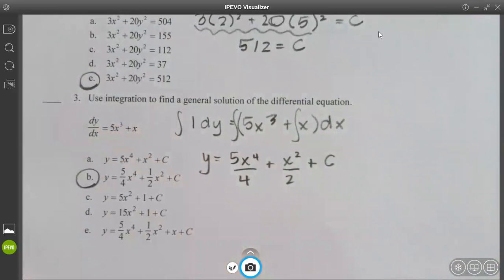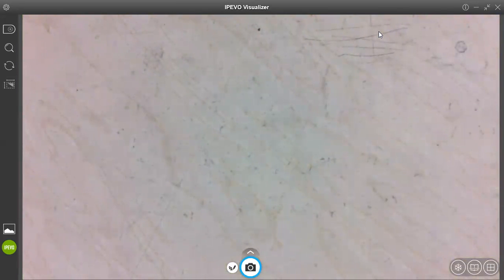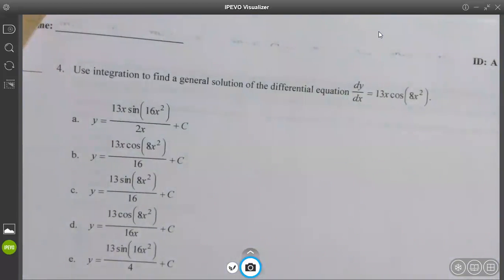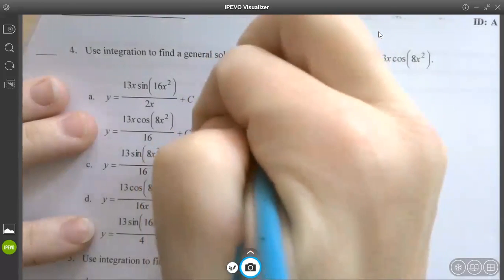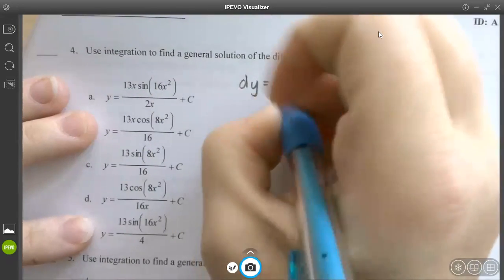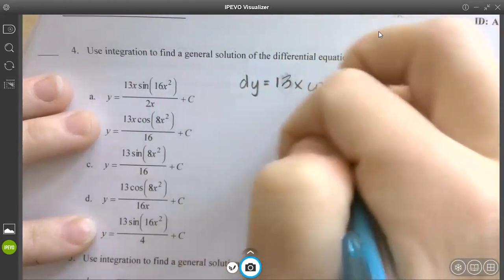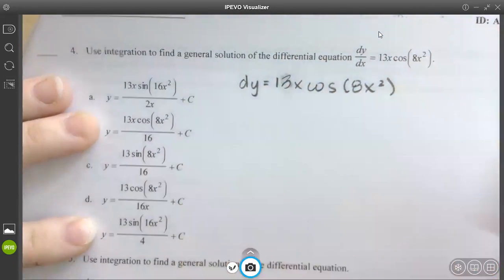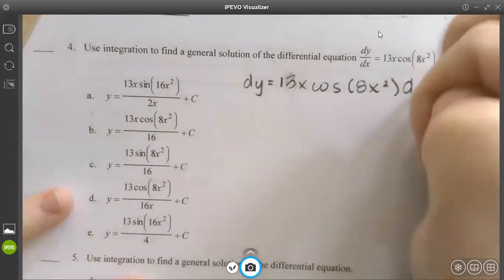Any questions? Sorry, I didn't paper save. All right, what about this one? Use integration to find a general solution for the differential equation. Same exact thing. What do I have to do? So dy equals 13x cosine 8x squared dx.